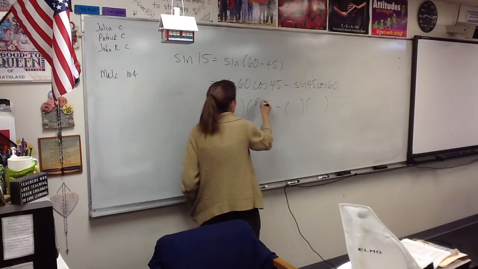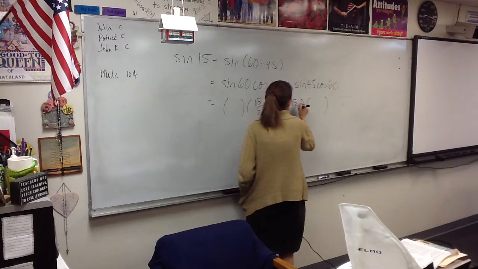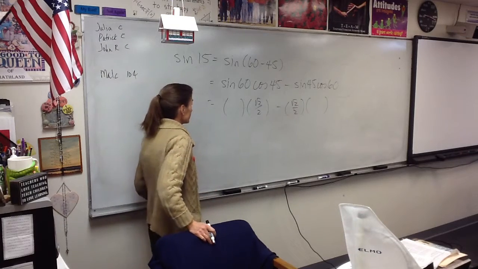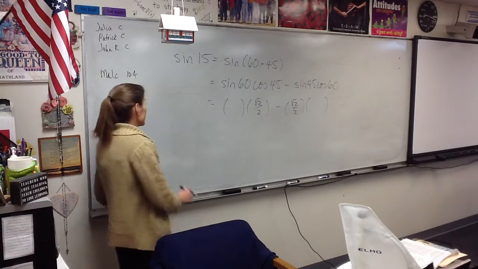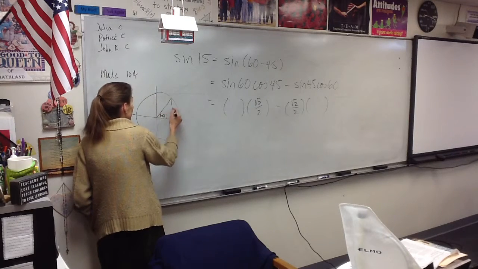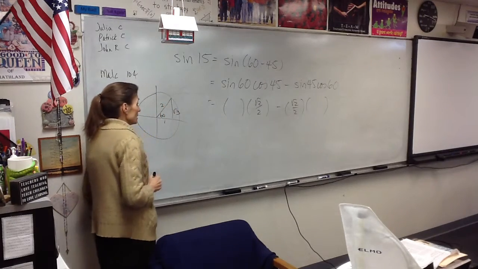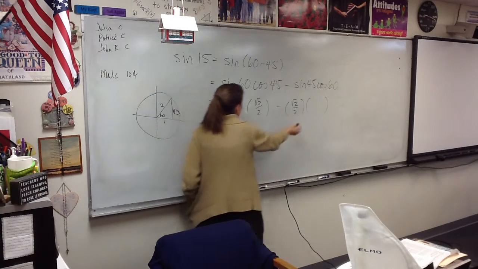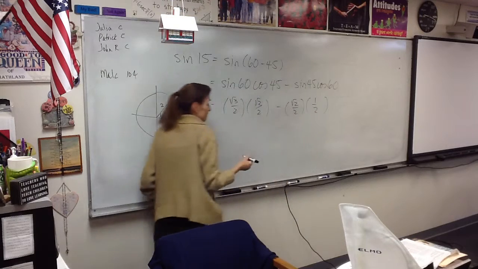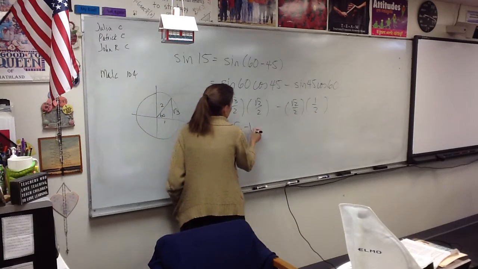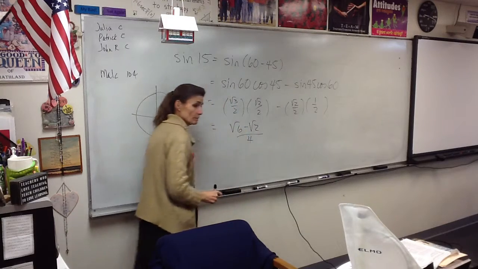And hopefully we know the 45s are root 2 over 2. I know that because I practice all the time. Hopefully you've been doing something so you know that too. 60s, I get them mixed up, so I always have to draw 60. So the sine is root 3 over 2, and the cosine is a half. So the sine of 15 is root 6 minus root 2 over 4.